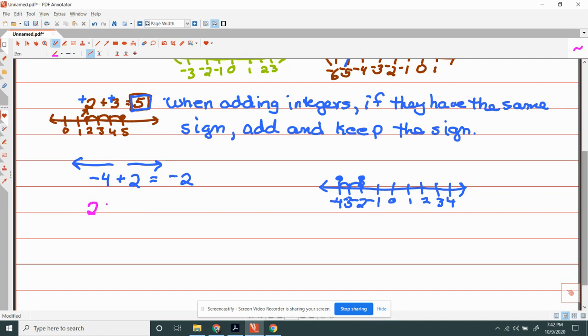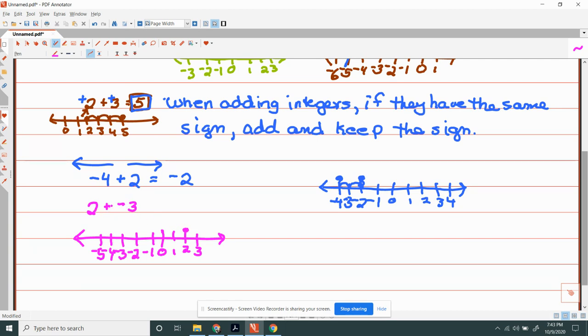Let's try 2 plus -3. Okay, make a number line. Something like 0, 1, 2, 3. And my negative numbers, -1, -2, -3, -4, -5. So I'm starting out at 2, but I'm adding a -3.